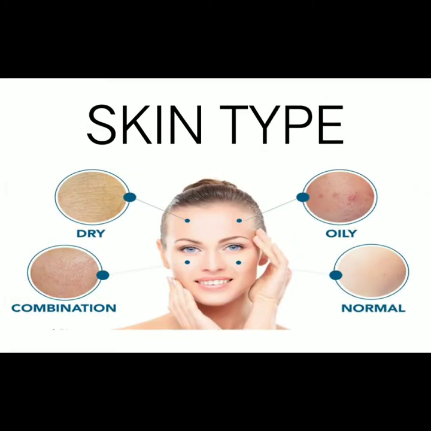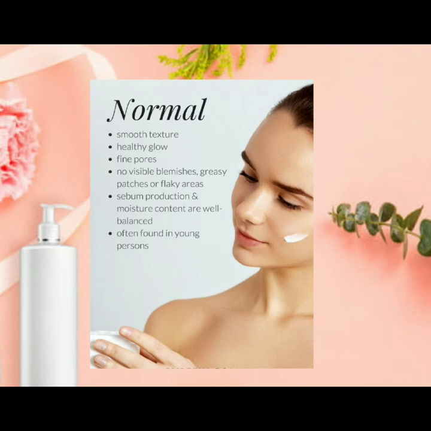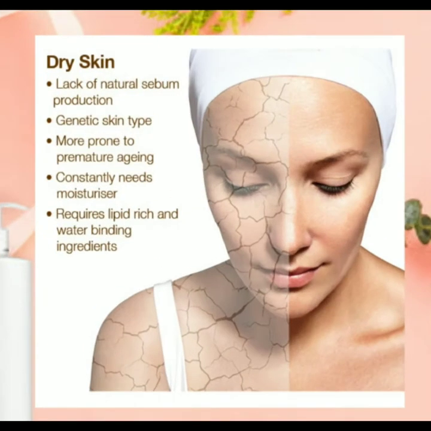What are the different skin types? Normal is a term widely used to refer to well-balanced skin, while dry skin is a condition associated with the skin not having enough moisture content. It can be caused by a dry climate, winter weather, or severe deficiency of vitamin A.